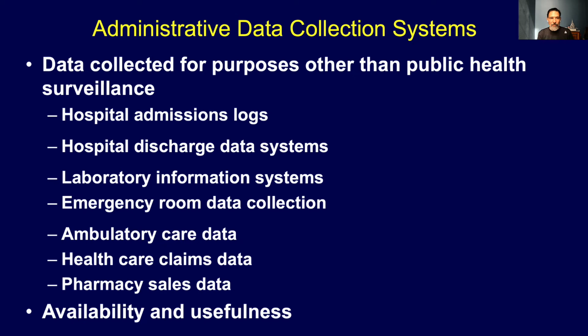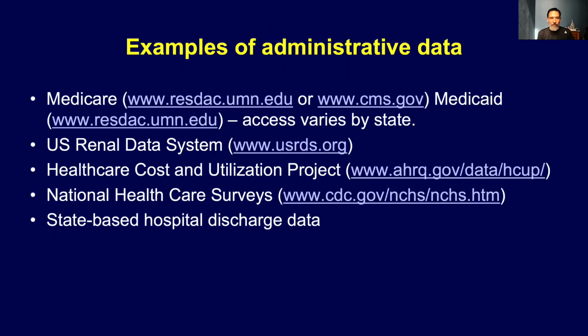These systems exist because they need to exist in order to support the activities of, say, an emergency room or a pharmacy or a health insurance company, but they can be made available and used for the purposes of public health surveillance as well. And so that's what we mean by administrative data collection systems. They're usually in place for other purposes, but they can be useful for surveillance.